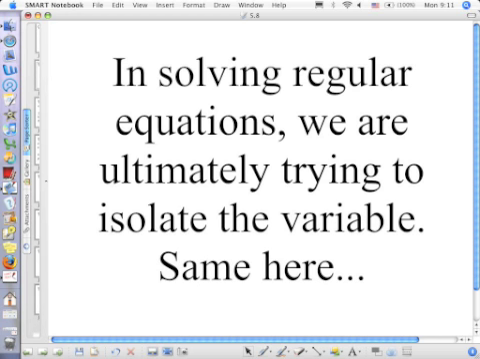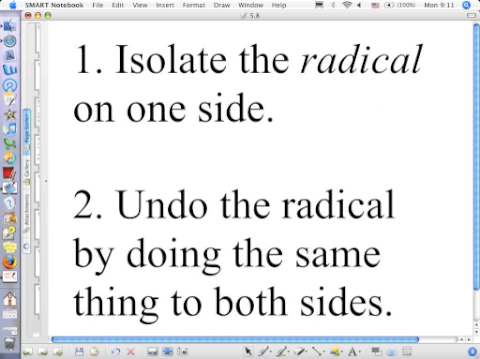In solving regular equations, like I said, you don't have to write this yet. I'll tell you when to start writing. We are ultimately trying to isolate x, or the variable, whatever it is. We're still trying to do the same thing when we're dealing with radicals. Here are the 3 things, or actually it's 4 things that we need to take into consideration and look at when we're solving an equation that involves radical expressions.